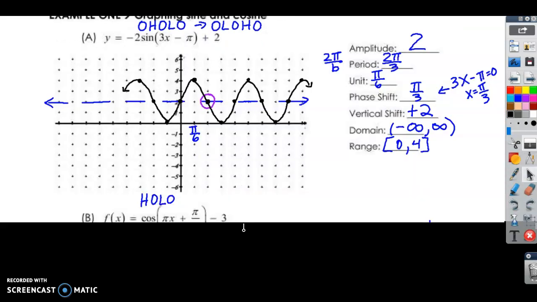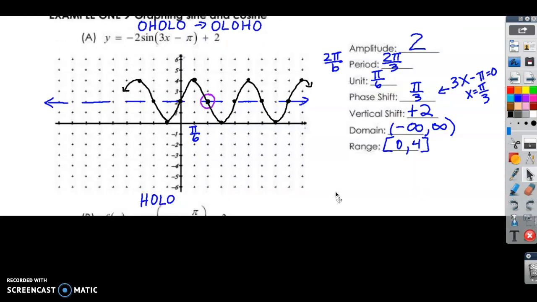All right, so here's the first one. If you start with the amplitude, it's the absolute value of -2, which is 2. The period is 2 pi over 3. There's your 3. I hope you can see what I'm doing on the screen here. If you take 2 pi over 3 divided by 4, you get pi over 6. Draw that, start counting your number line.